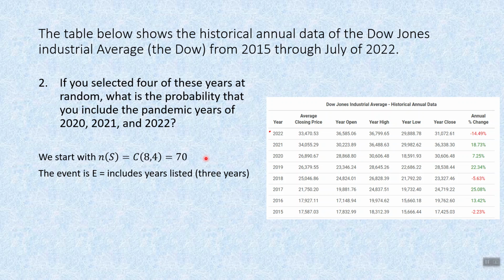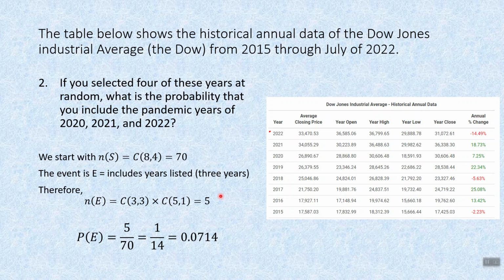The event is E, includes the years listed. So there are 3 years listed, and we want all 3 of them. And then, out of the 5 years not listed up here, we want 1 of them. So we want a group of 4. So we have these 3 years with 2019, or these 3 years with 2018, and so on. So there's 5 different choices there, because C of 3, 3 is 1, and C of 5, 1 is 5. Our probability is now 5 over 70, or 1 over 14 as a simplified fraction. Always simplify your fractions if you can. It's just a good habit to get into. Or as a decimal, 0.0714.